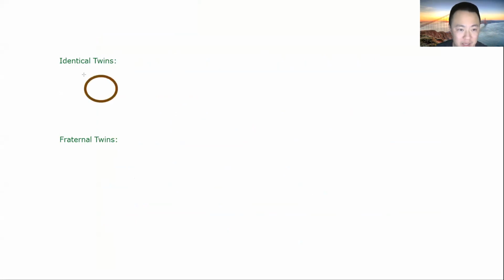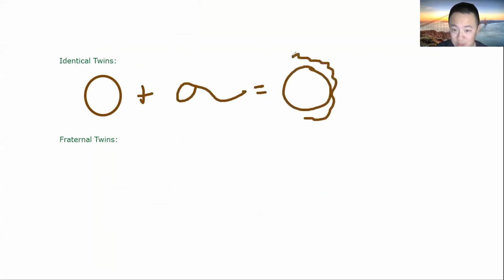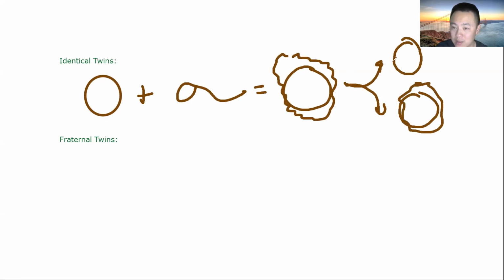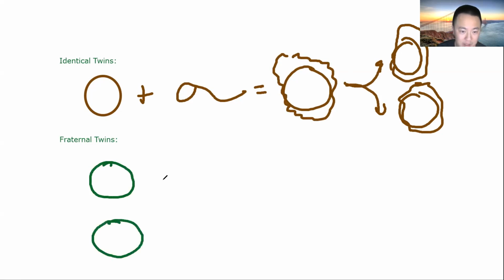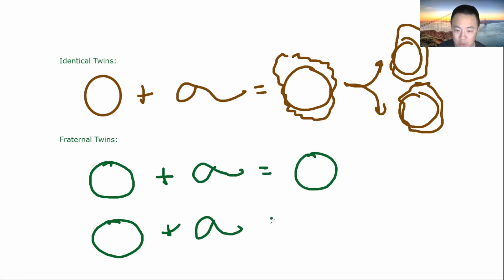Okay. So identical twins, you have an egg here. There's an egg. And then you have a sperm cell coming in. And then you get this zygote. And somewhere down the line, it's split into two. This is identical twin. Fraternal twins is where you have two eggs, two sperm, giving you two different babies that happen to come out at the same time.